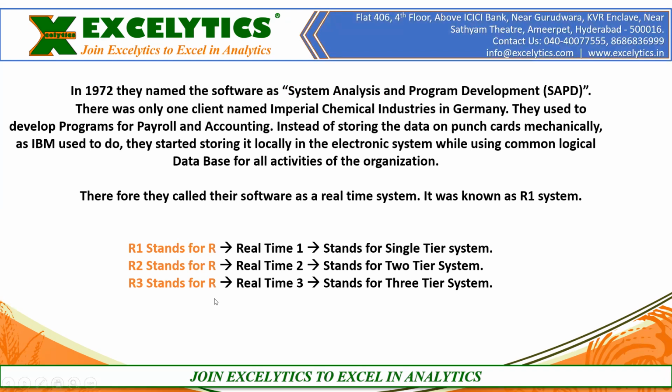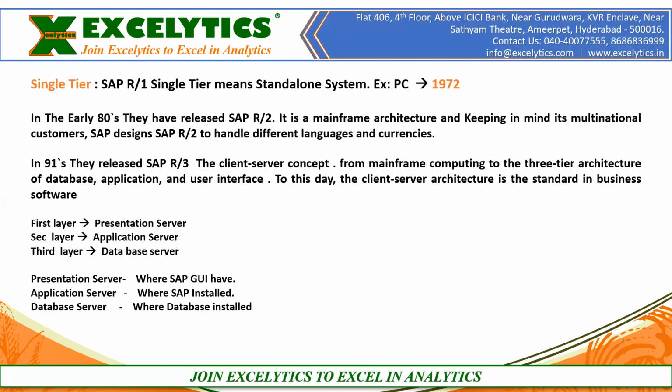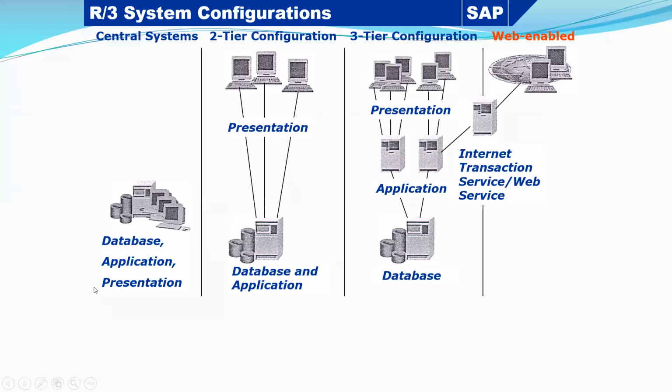And we discussed what the R1, R2 and R3 environments are, correct? What is the R1 environment? What are the disadvantages of R1, R2 and R3? This is the R1 environment, where all the layers, database layer, application layer and presentation layer, are in one place. Clear? And from 1972 to 80, we have an era called the R1 era.